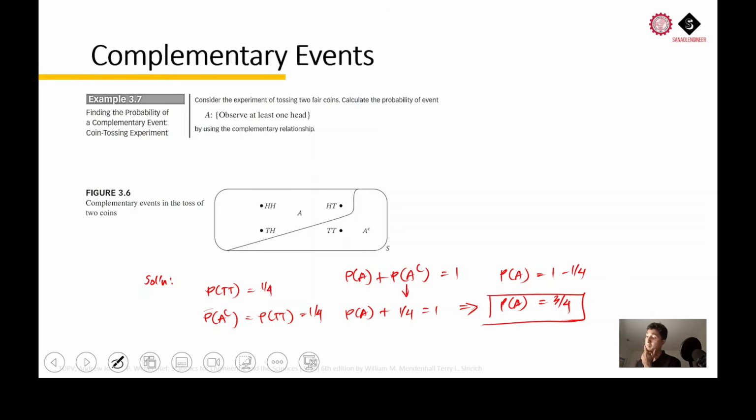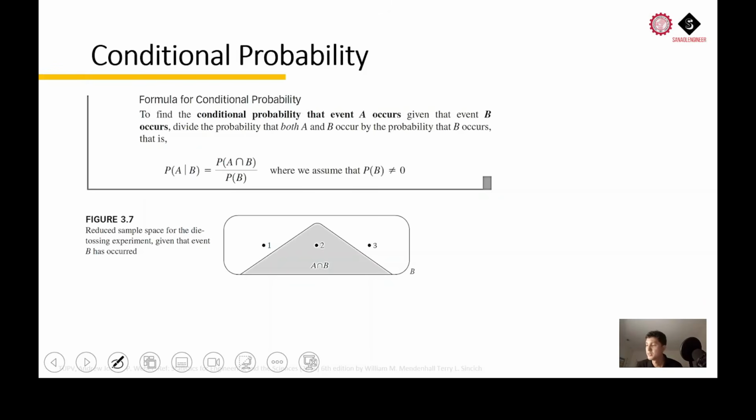All right, so the probability of occurring or measuring at least one head is 75%. Okay, so let's continue. Conditional probability. Okay, so now let's discuss what is conditional probability.